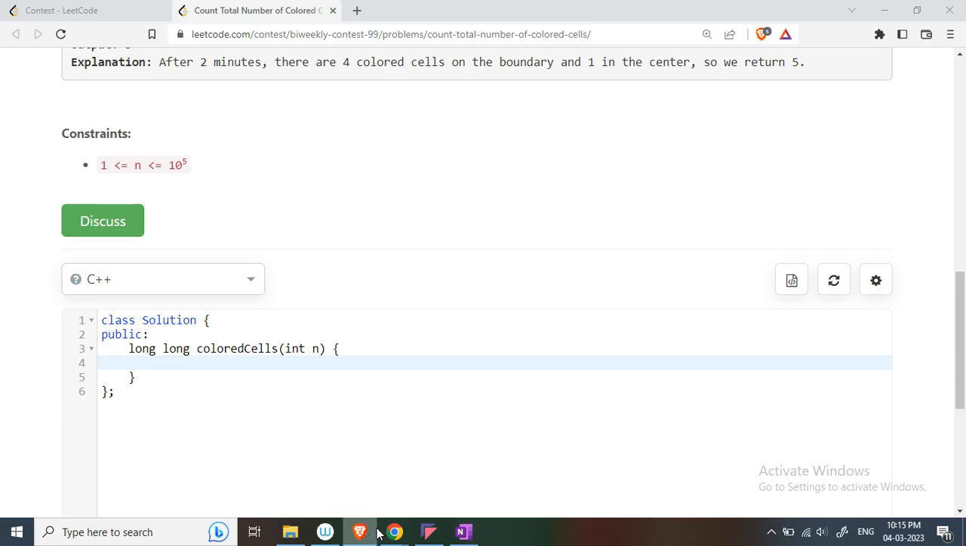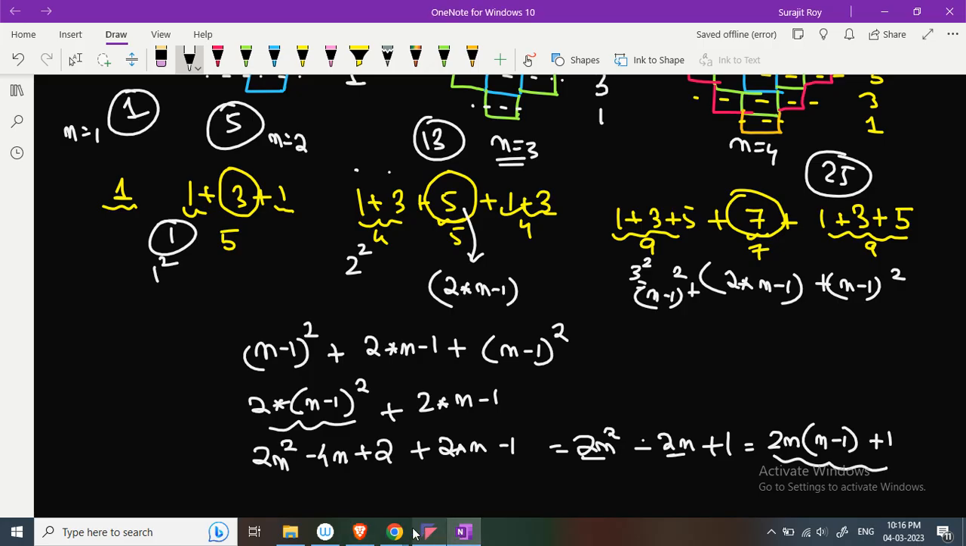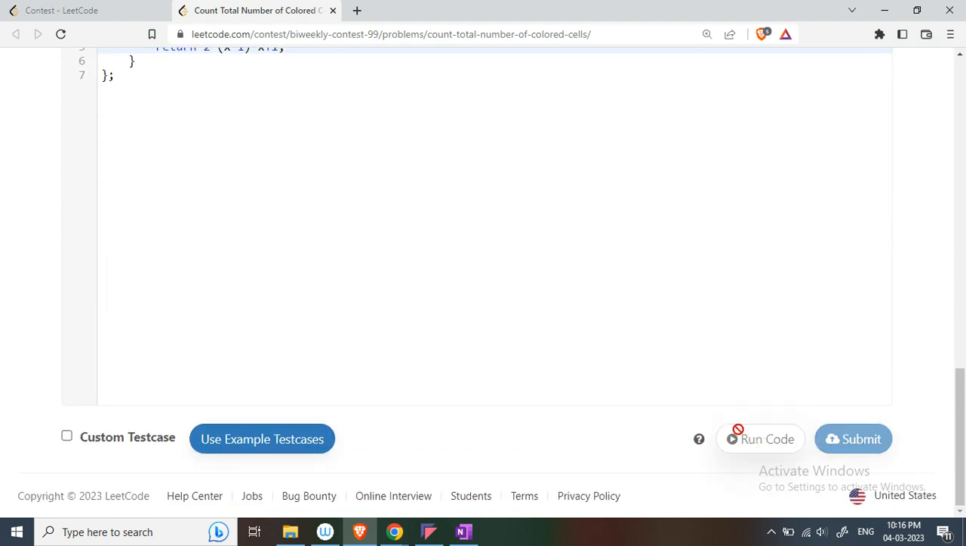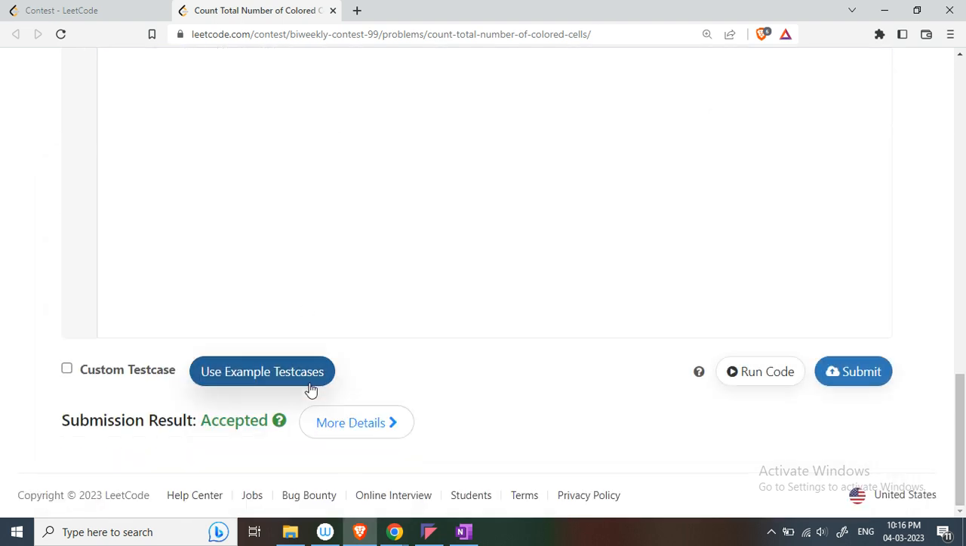So let's jump to code. As you can see, the answer must be written in long. So we first store n in a variable x, then return 2 into x into x minus 1 plus 1. I will check it. Now let's see. Submit, and the submission is accepted.